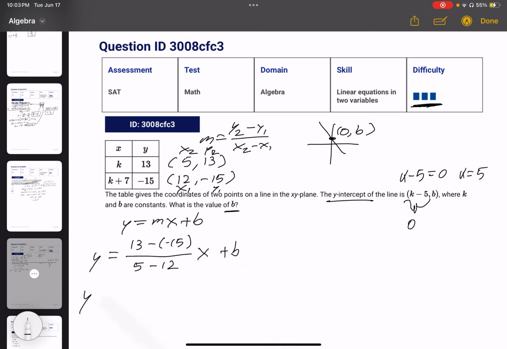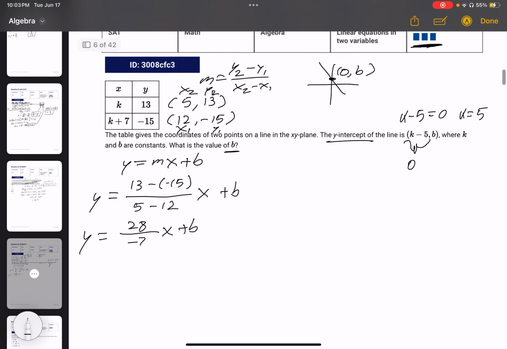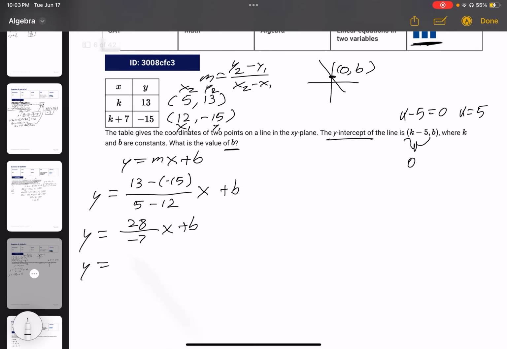So simplifying this, we have 13 minus negative 15, that is 28, because a negative minus a negative is a positive. 5 minus 12 is negative 7, times x plus b. So scrolling down, we have y is equal to negative 4x plus b. Now, we still don't have our b value, even though we just did all of that work.